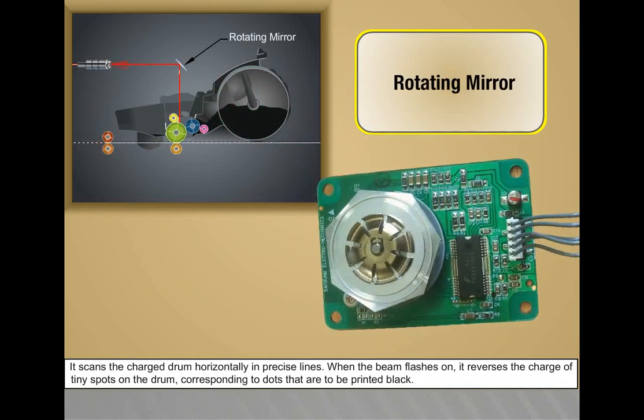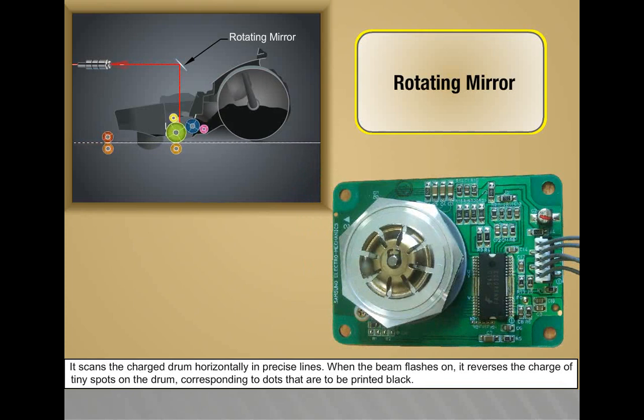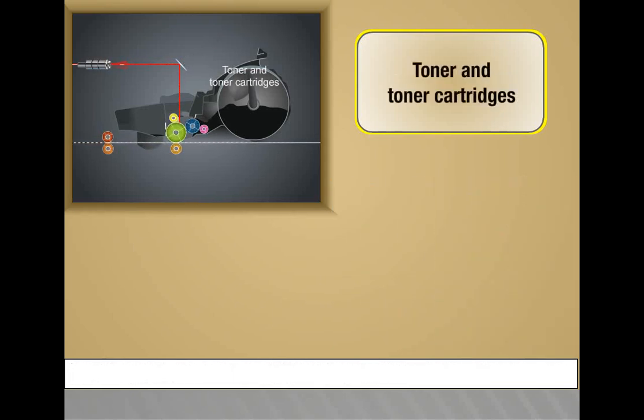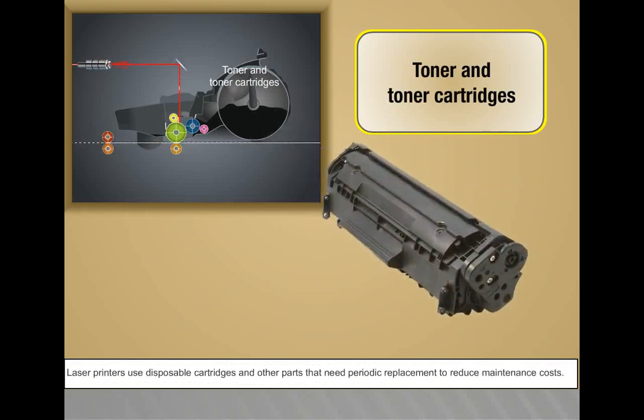Rotating mirror. It scans the charged drum horizontally in precise lines. When the beam flashes on, it reverses the charge of tiny spots on the drum corresponding to dots that are to be printed black.